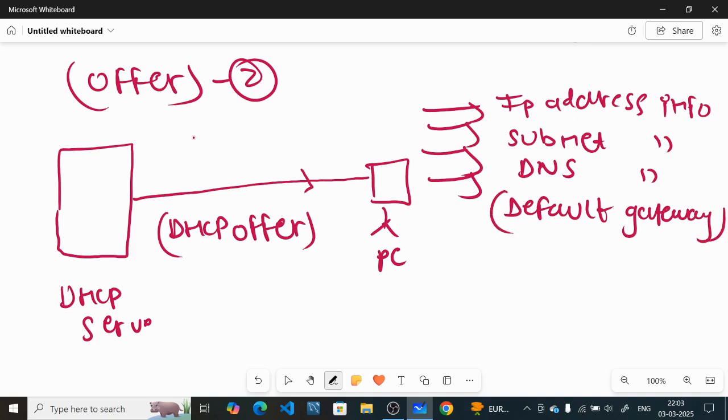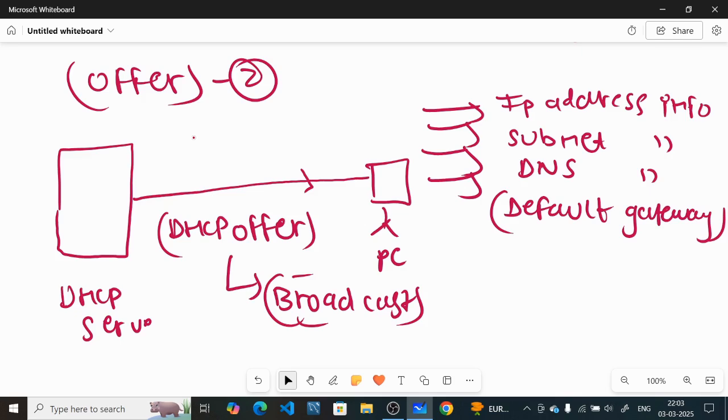All these things are contained in our packet. All things in our packet carry all these things from a server to a PC. Same, this packet is also a broadcast packet. Broadcast packet means it will go to everyone, because the client doesn't have the IP address.